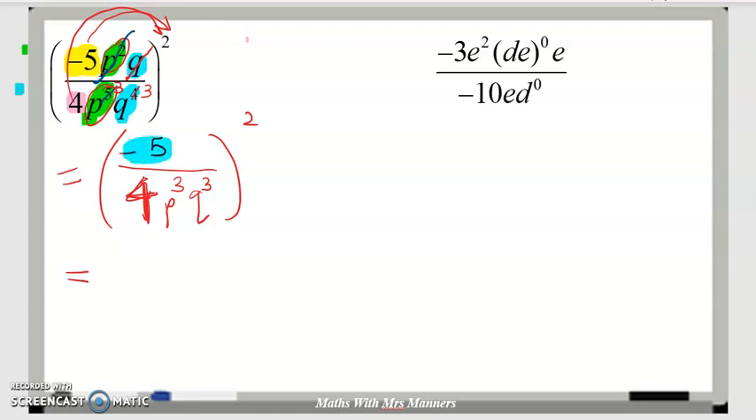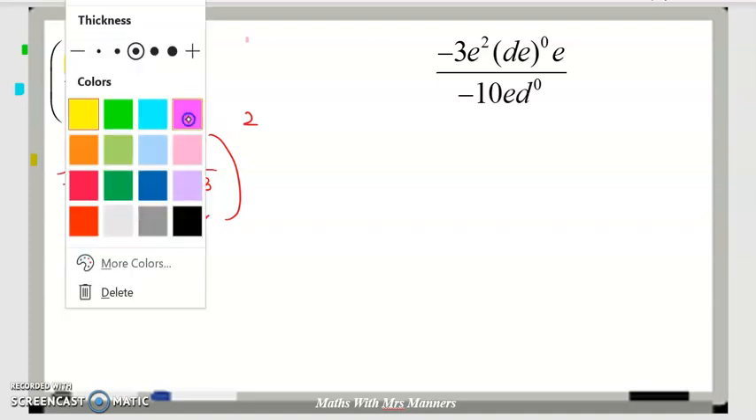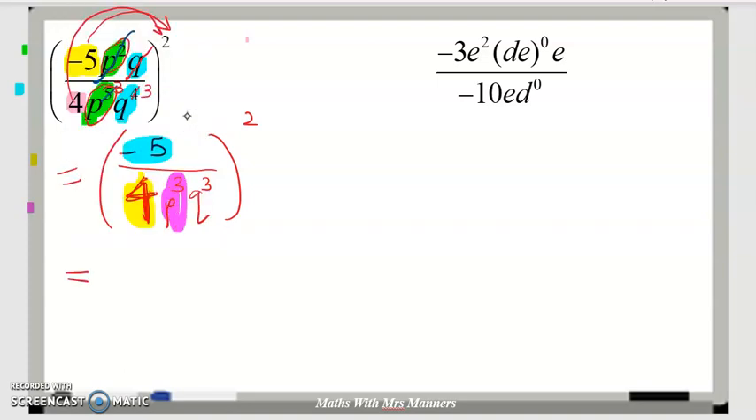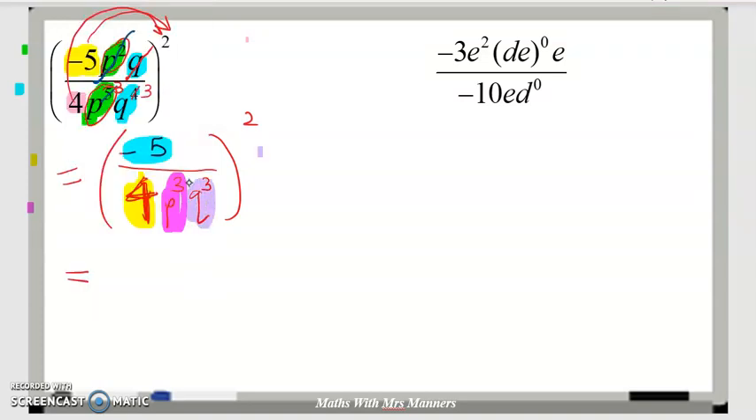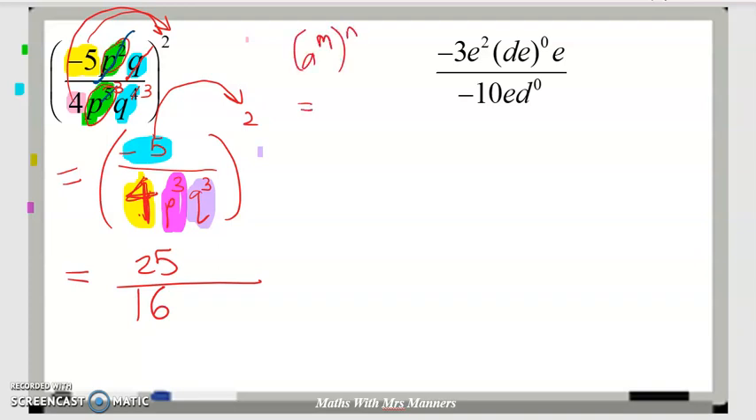I've got a minus 5 to square. I've got a 4 to square. And now all I have is a p cubed to square and a q cubed. So let's go about squaring everything. Minus 5 squared, well, that's 25. 4 squared, that's 16. Now, if I square p cubed, this goes back to the previous slide where we talked about this rule, a to the power of m to the power of n. Let's multiply those powers. So I'm going to multiply this power by 2, giving me 6.